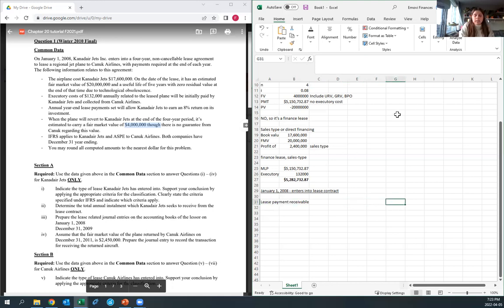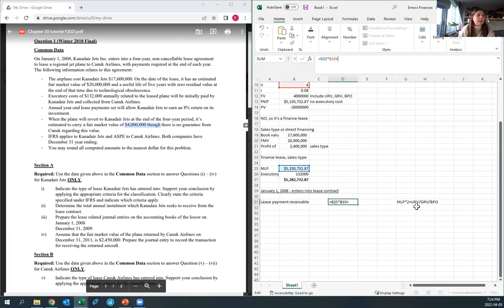How you find that amount is your minimum lease payment times the number of payment terms plus any unguaranteed residual value or guaranteed residual value or bargain purchase option. So here, my minimum lease payment, MLP, I'm going to just say that because it's easier to say, my MLP was $5,150,000. My number of terms was 4 years. So that gives me 20 million, and I need to add my unguaranteed residual value, which was 4 million.